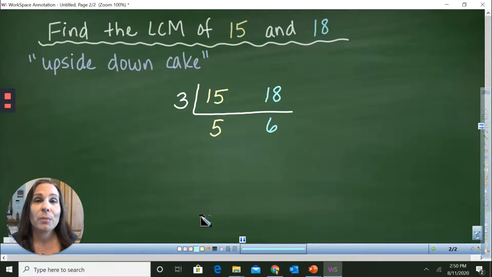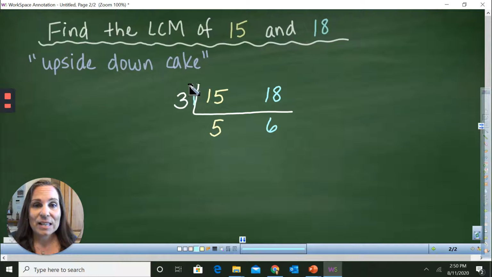Is there another number that I can now do this again, what goes into 5 and 6 with no remainder? There isn't, right? Because 5 and 6 don't have any common factors. So the good news is that means I'm done.